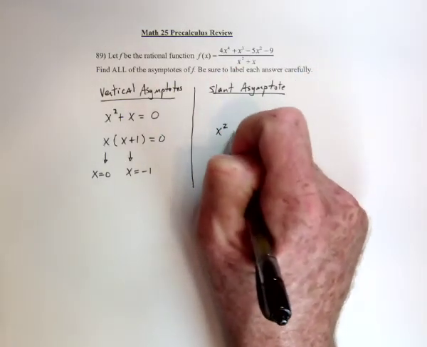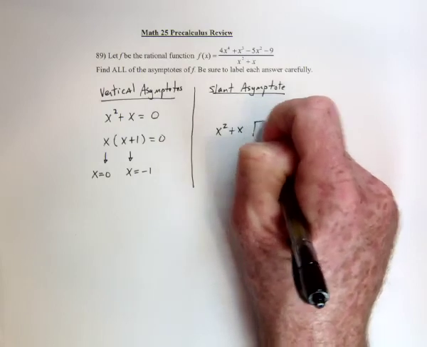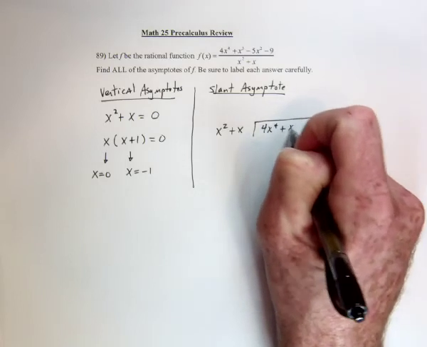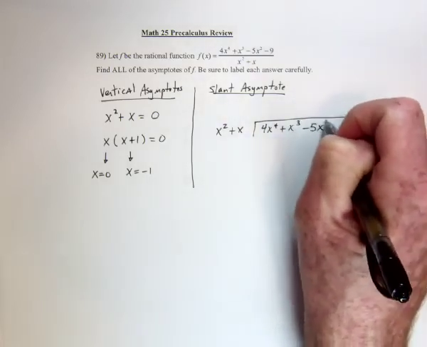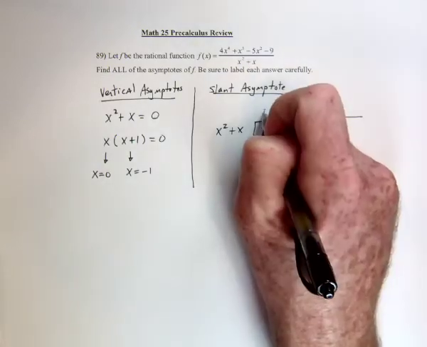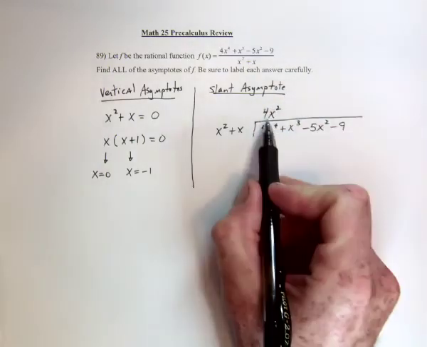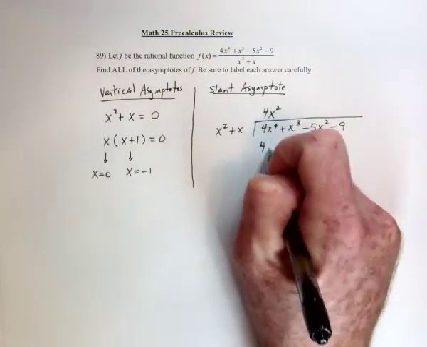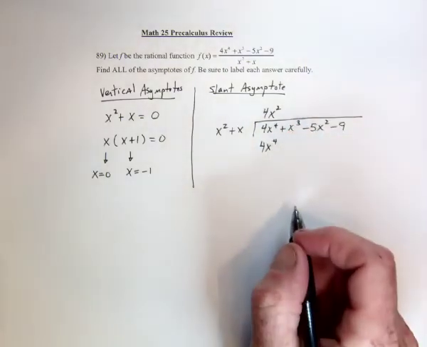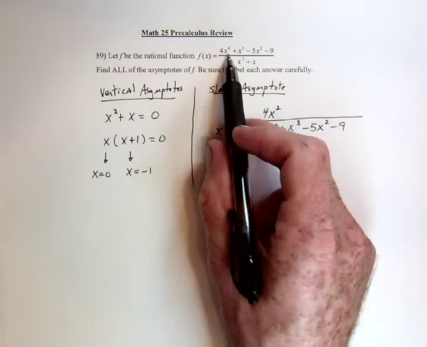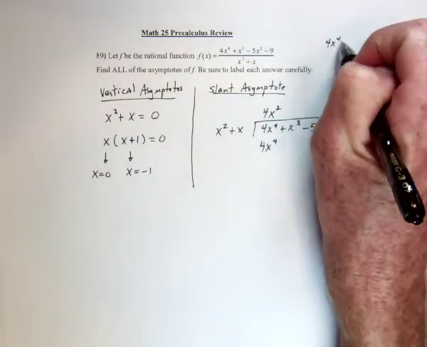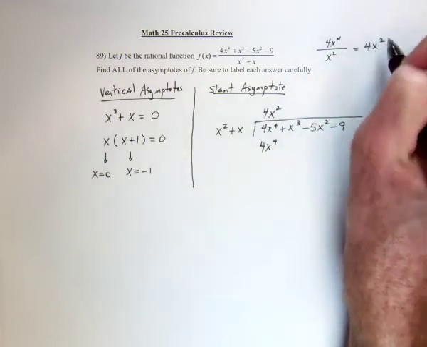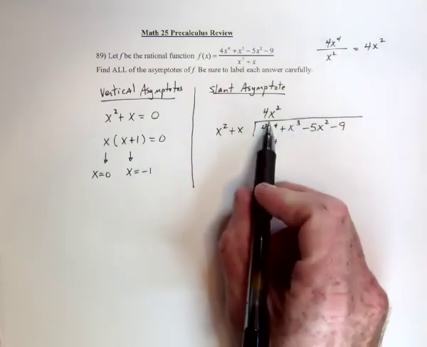So take x squared plus x and divide it into 4x to the fourth plus x cubed minus 5x squared minus 9. So if we have a 4x squared here, and you multiply it with x squared there, then you get 4x to the fourth. Or, in other words, you look at the first term, 4x to the fourth, divided by x squared. When you reduce this, what's left is 4x squared, so that's what you put here.